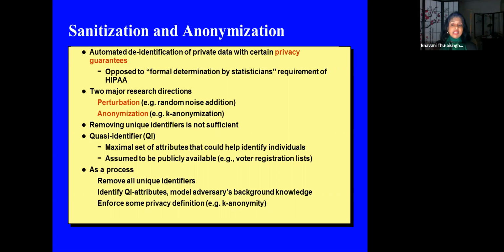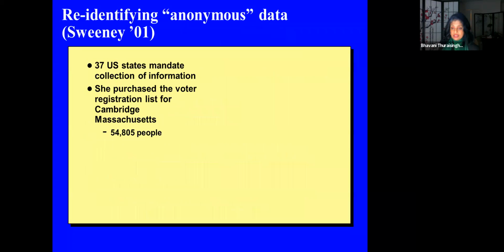Quasi-identifiers: the maximal set of attributes that could help identify individuals, assumed to be publicly available, like voter registration lists. As a process, remove all unique identifiers, identify quasi-identifier attributes and model the adversary's background knowledge, and enforce some privacy definition like k-anonymity. I'm going to come to that.